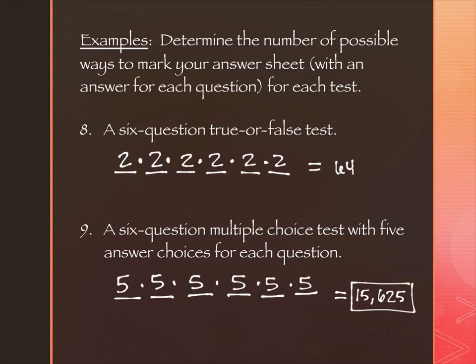15,625. So this is the way an ACT works, right? 5 answer choices for most of them, and there's way more than 6 questions. You're not going to randomly get a perfect score on an ACT without knowing stuff. Like, that's not going to happen. You can't guess well enough because you have a 1 out of 15,625 chance of getting 6 questions right on a multiple choice test. It's huge.